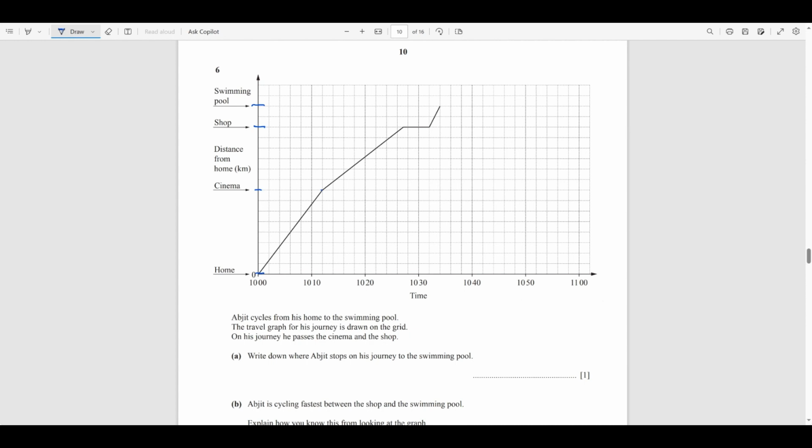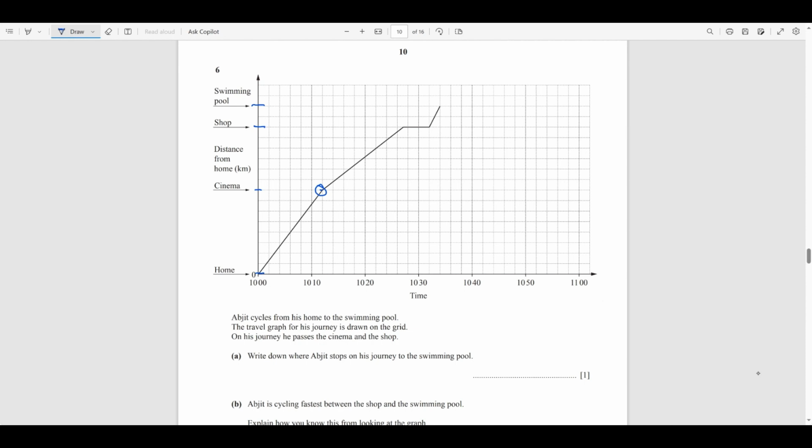So, when he left his home and on his journey to the swimming pool, he passed through the cinema. This is where the cinema is, and he did not take a stop over at the cinema. This is not a straight line from his home to the shop. It means that when he reached the cinema, he kind of changed his speed, right? He kept going, but at a different speed until he reached the shop. And then at the shop, he waited for a while, which is about 5 minutes here, right?